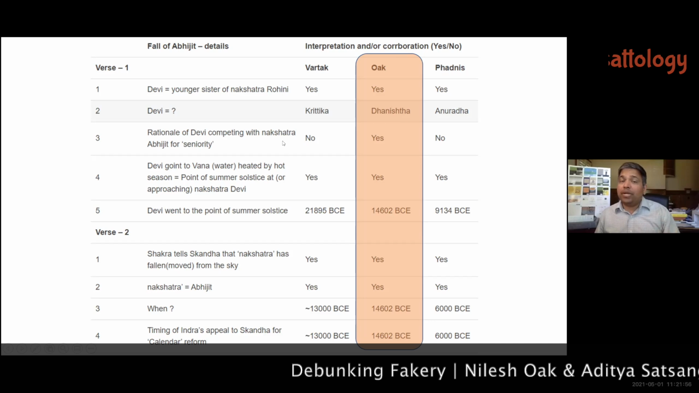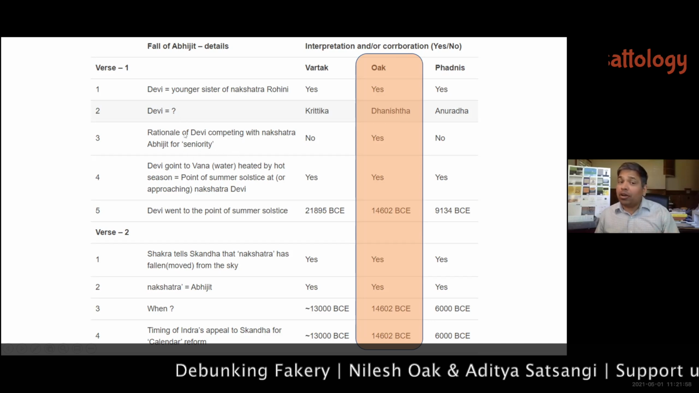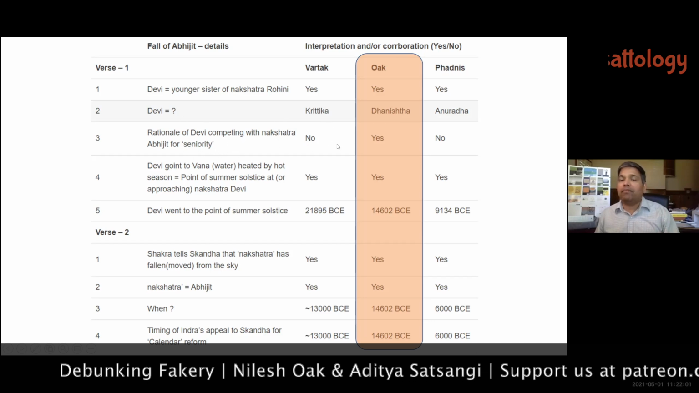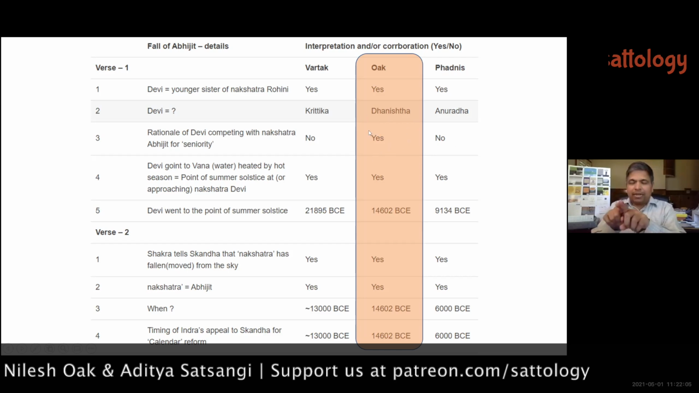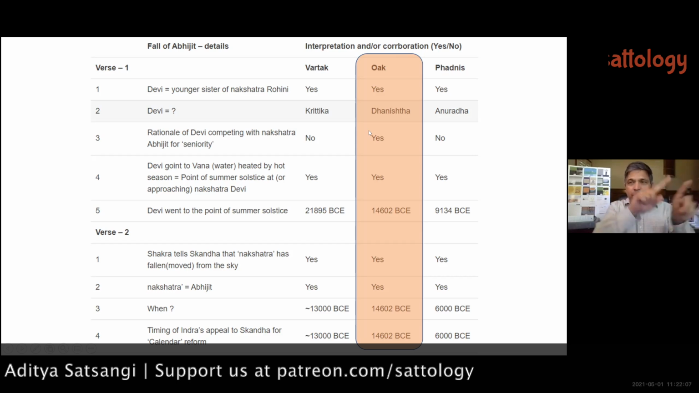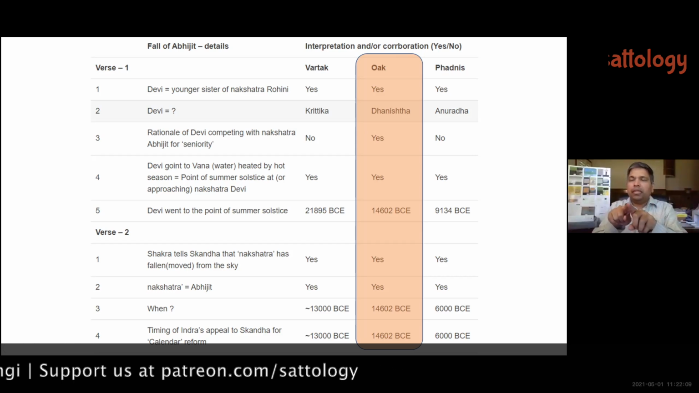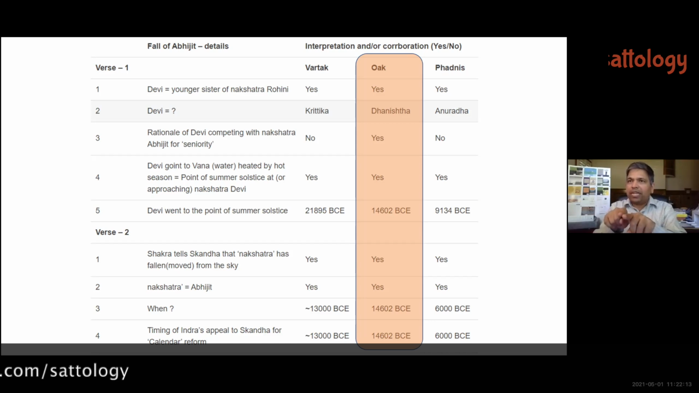As for the rationale for the Devi competing with the nakshatra's ability for seniority, Vartakji has not given it. Fadnisji has not given it. I have given this. What is the rationale? They are next to each other. If you look at the nakshatra system, Dhanishta and Abhijit, which is Vega, Brahmarashi, are together. They are very, very close to each other. They are starting towards the summer solstice.